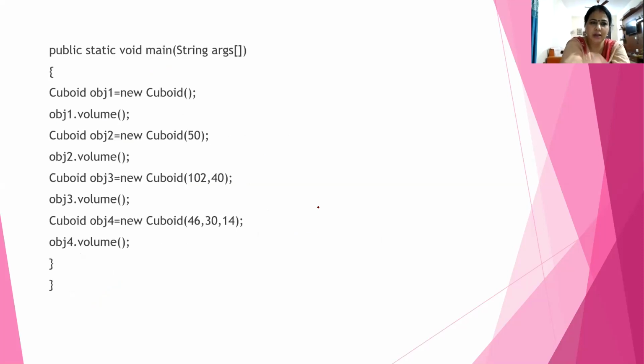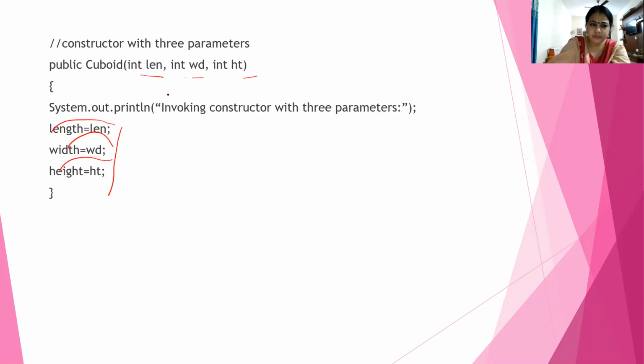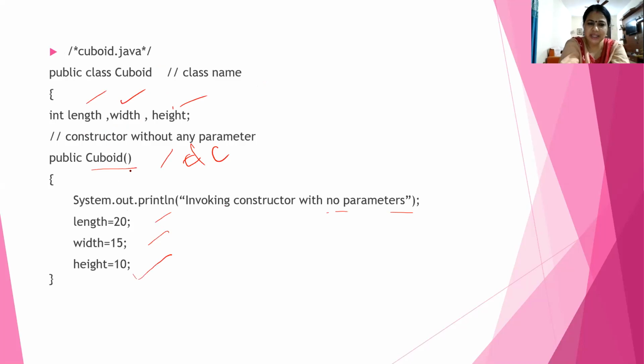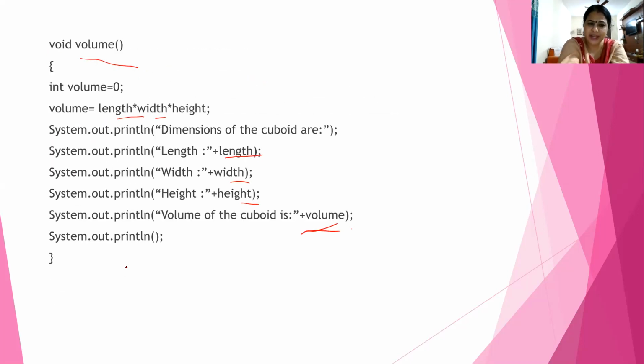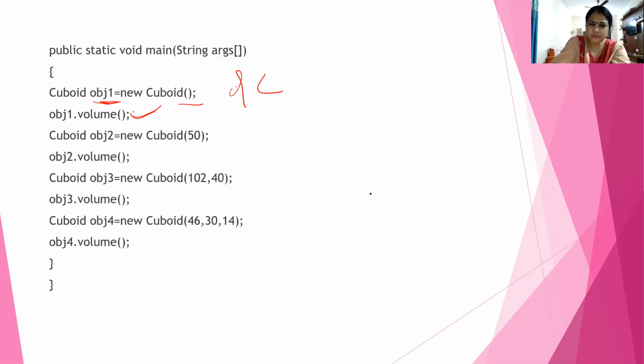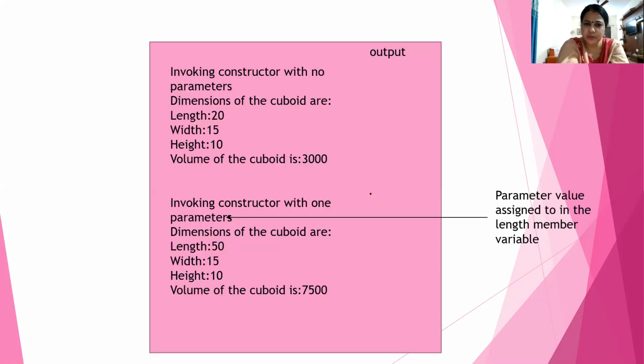So look at the main method. In the main method, I am creating the first object, and the default constructor will be active. Now when I call the volume method on this object, what will be executed? The length, width and height will be 10, 20, 15 and 10. So this will be active, and the volume 10, 20, 15 will be multiplied, and the volume has to be displayed. Now look at the output here: the constructor with no parameter, 20, 15, 10, whatever values we have provided will be multiplied and displayed.